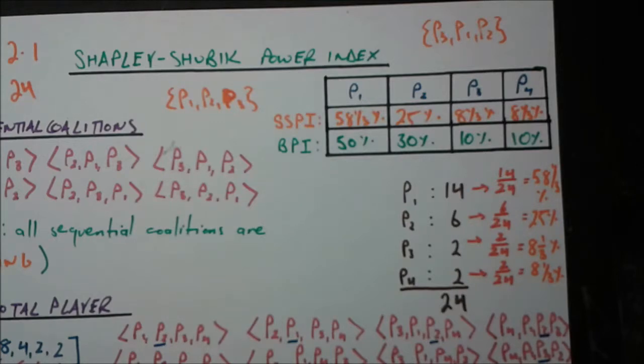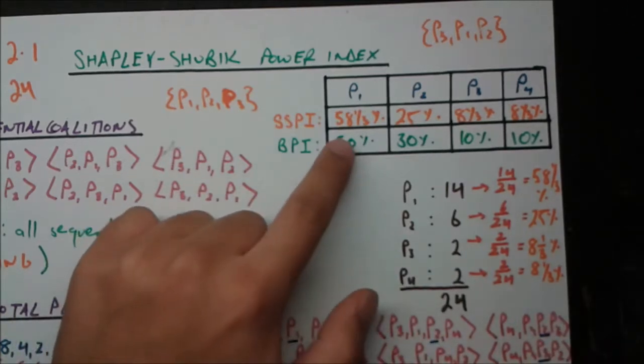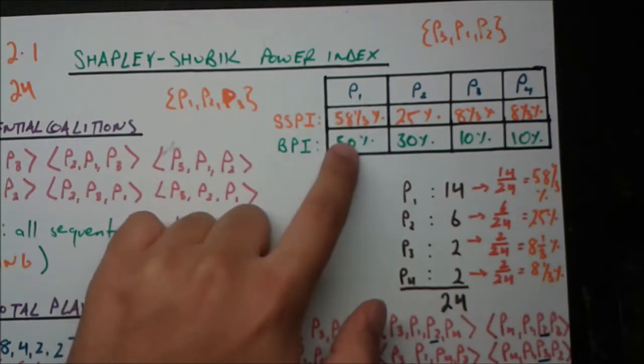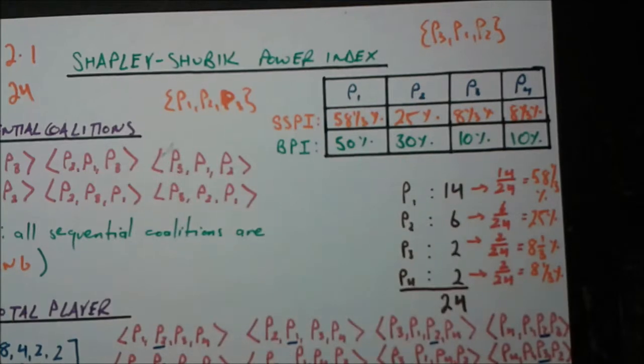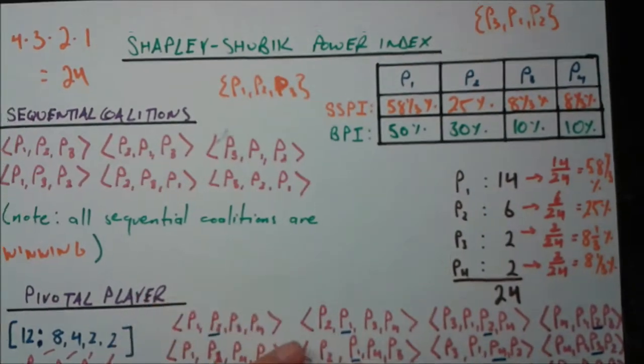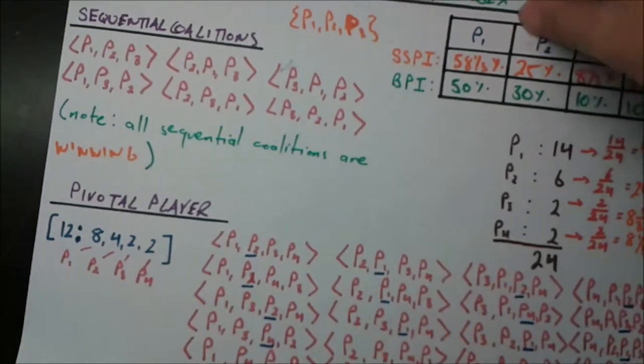But the second thing that we can talk about is that usually, such as in this case, they're not radically different. They're not that crazy off of each other. For example, 50 and 58 and a third percent are only 8 and a third percent off. These are 5% off, and these are even less than that. So they're not usually going to be that far off. Both of these power indices have their shortcomings and their strengths.